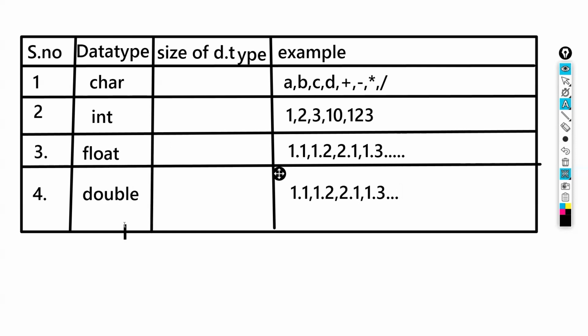So based on the precisions, we need to tell whether it is float or double. Based on the what? Precisions. Precisions means after the dot operator, how many numbers are there? Those are known as the precisions. Okay.